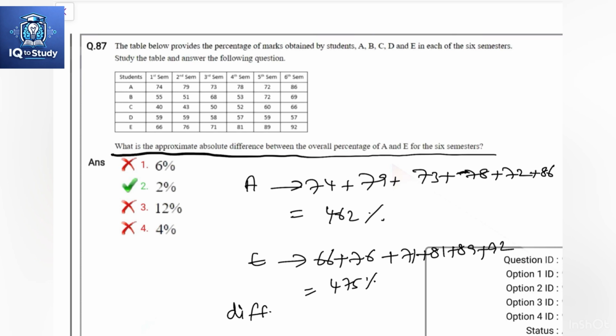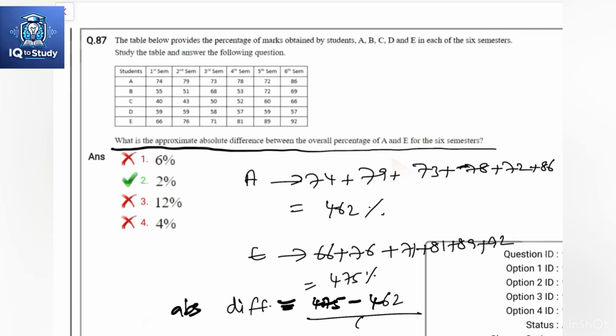Now, according to the question, we have to find the absolute difference between the overall percentage of A and E for 6 semesters. And absolute difference is taken as 475 minus 462 divided by the number of semesters, which is equal to 13 by 6, that is equal to 2.1%, which is near to 2%.